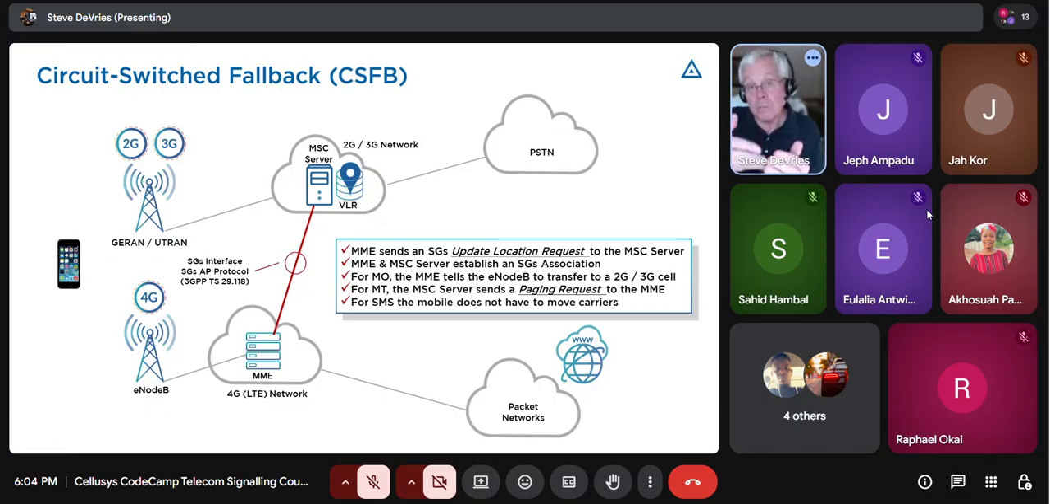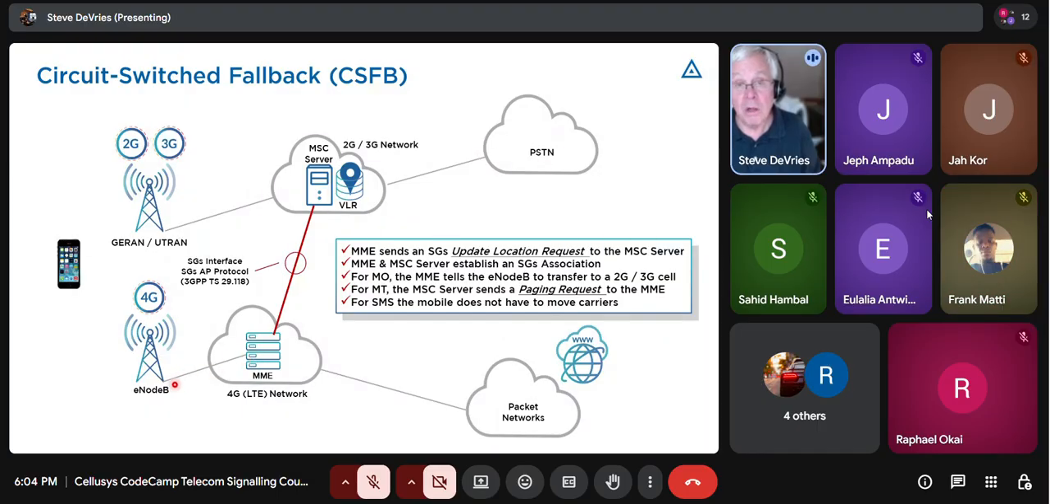So there's a connection now between the existing 2G, 3G and the mobility management entity. It's called CSFB, circuit switched fallback. It also has a separate protocol, SGSAP. Remember, this mobility management entity has to talk S1 application protocol. It talks Diameter to the home subscriber server. It talks GTP to the serving gateway. And now if you use circuit switch fallback, it talks SGS application protocol to here.